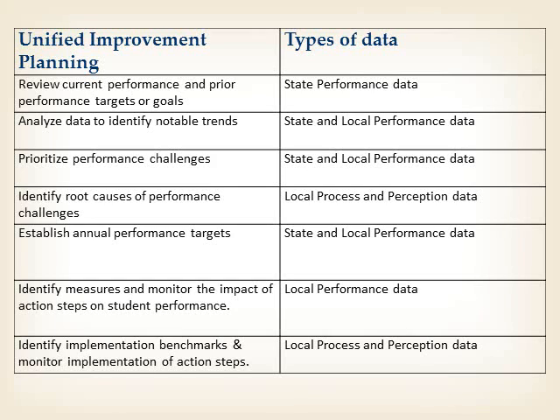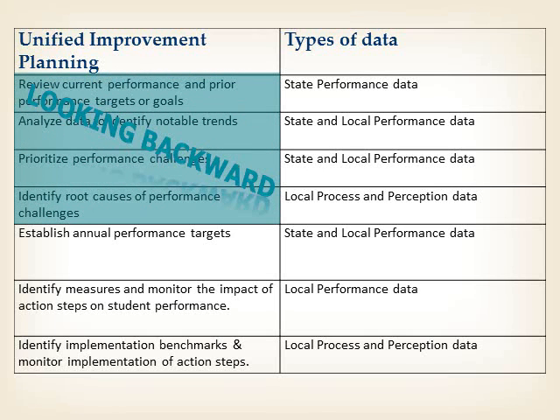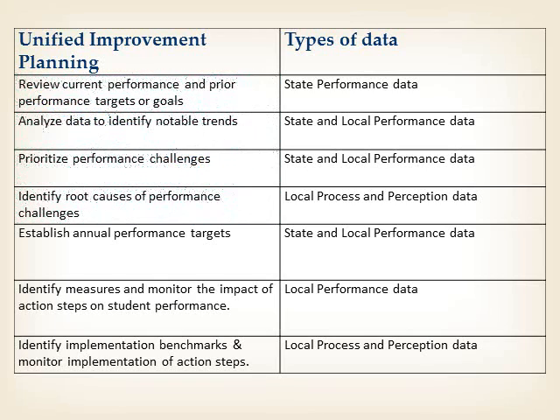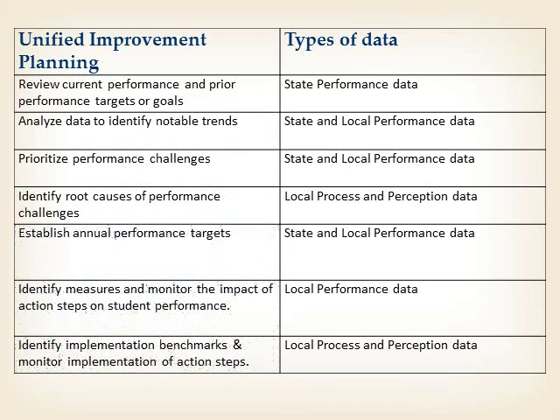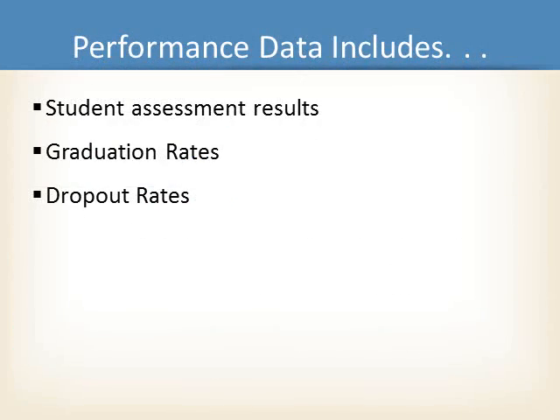We can also think about these UIP processes as involving either looking back or looking forward. For now, we are going to focus on performance data. The state performance data that schools and districts are required to use as part of their planning processes includes student assessment results, administered at the state and local levels, graduation rates, and dropout rates.